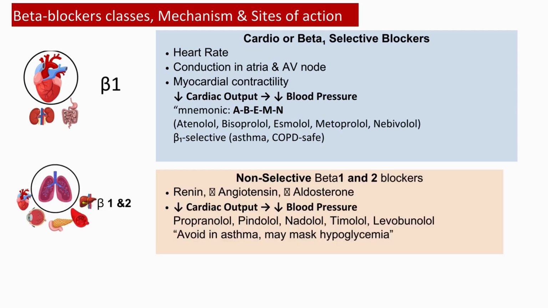What about the non-selective beta blockers? Right, so the non-selective beta blockers, those are drugs like propranolol, pindolol, nadolol, timolol, levobunolol. They block both beta-1 and beta-2 receptors. So while they also reduce heart rate and contractility, like the cardioselective ones, blocking beta-2 receptors can cause some other effects. For instance, beta-2 blockade can decrease the release of renin from the kidneys, which then leads to lower angiotensin and aldosterone levels. However, this can also cause bronchospasm, which is why you generally don't want to use these drugs in patients with asthma or COPD.